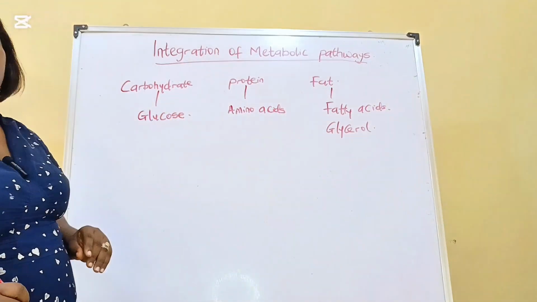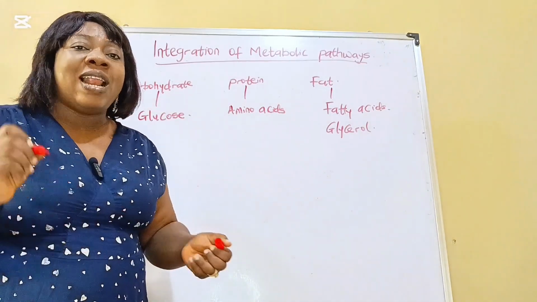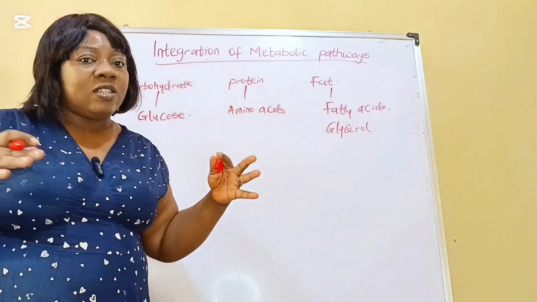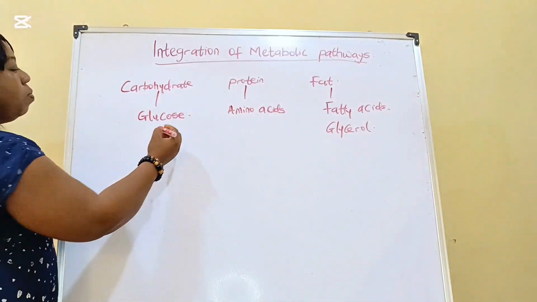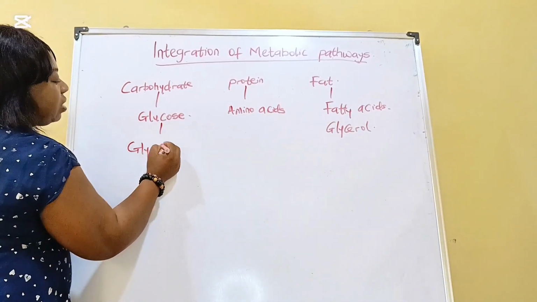First, let's start with glucose. Glucose will move into the glycolysis pathway. And in our previous class, remember we said the glycolysis pathway occurs in the cytosol of the cell. So glucose will move in and be used by the glycolysis pathway.